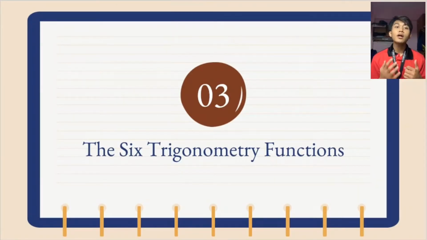Today I would like to talk about the 6 trigonometric functions. There are 6 functions of an angle commonly used in trigonometry. Their names and abbreviations are sine, cosine, tangent, cotangent, secant and cosecant. These 6 trigonometric functions in relation to a right triangle are displayed in the figure.